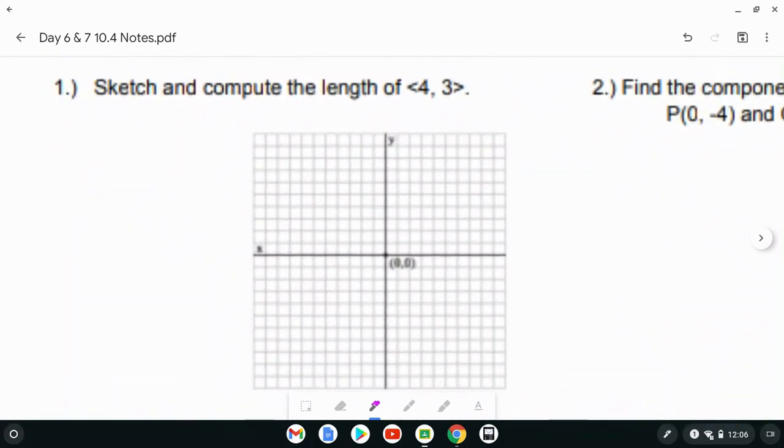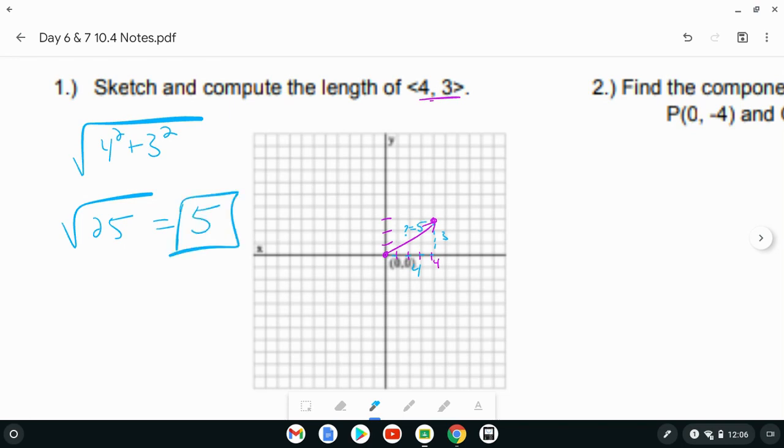If you take a look at number 1, we're just trying to sketch and compute the length of 4 comma 3. So here's 4 comma 3. If we start at the origin and we work to that point, there's our vector that we're talking about. And again, we can find that length right here by doing the Pythagorean theorem or our magnitude that we learned yesterday. So we have 4 squared plus 3 squared, square root of 25. The length of this vector is 5.